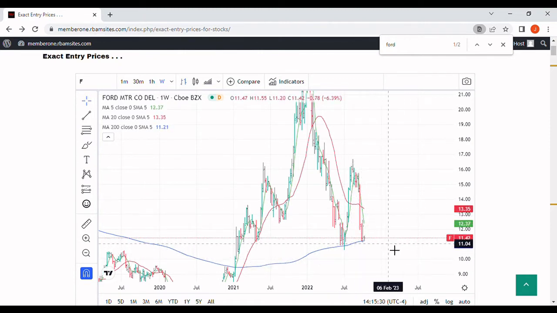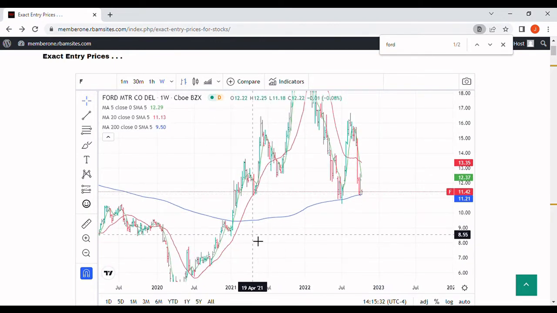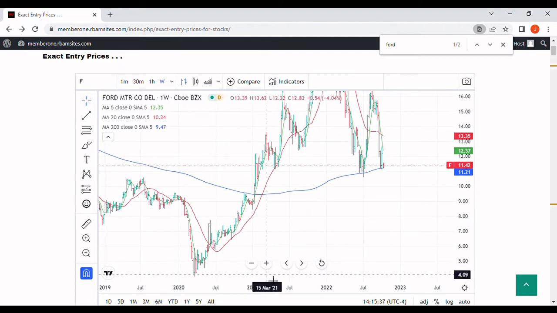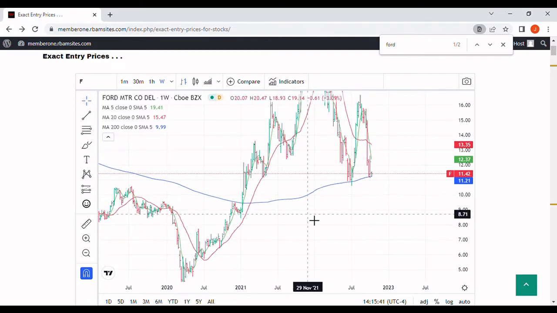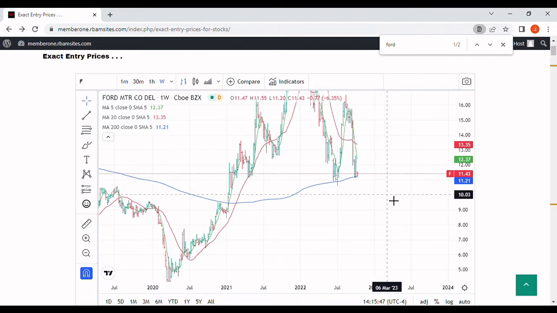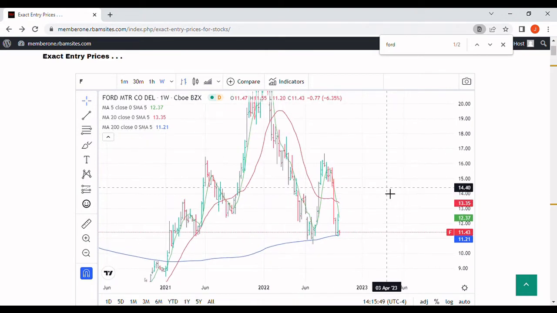If it does not hold this 200-week moving average, support for Ford is really, really weak until we get way back down here again. I'm not predicting a $4 Ford stock, but any kind of support at all is down here at the 850 level. So Ford needs to hold this 200-week moving average. At this point, I think that it probably will hold it, but it's anybody's guess.